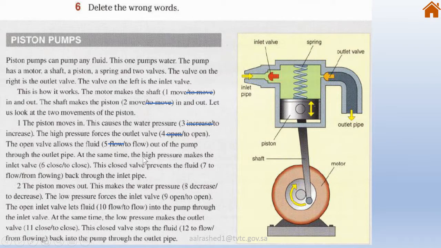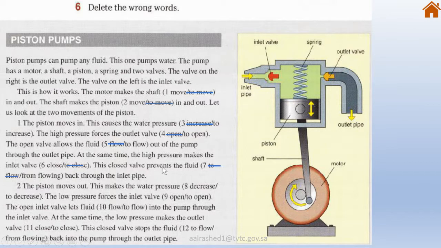At the same time, the high pressure makes the inlet valve close. So we have makes. Look at number one. This closed valve prevents the fluid, meaning the liquid, from flowing. So look, to prevent. Which one is correct? Okay, the correct answer is from flowing.